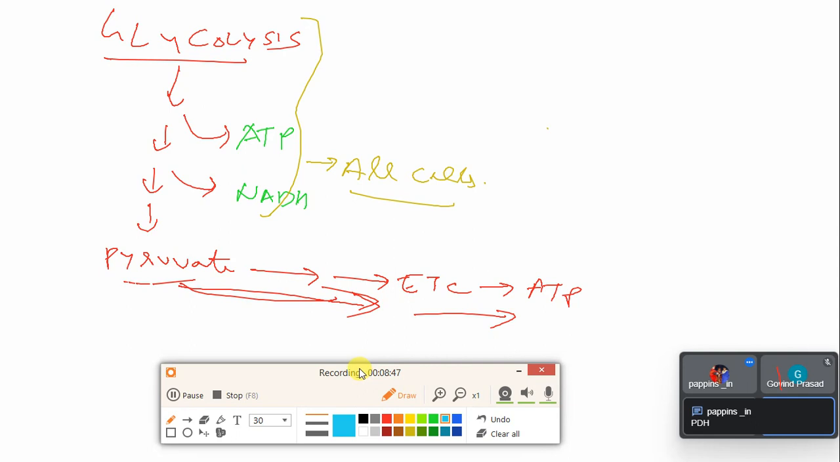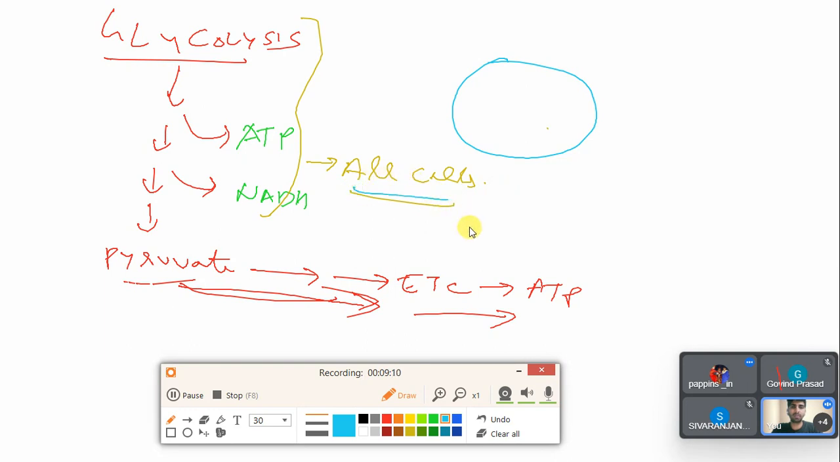PDH. No, it's not PDH. I'm talking at the cellular level, not at the enzymatic level. Every cell. So we know that every cell will have to perform glycolysis. That's for sure. All cells perform glycolysis, but not all cells undergo the TCA cycle. So what is the need of the cell?